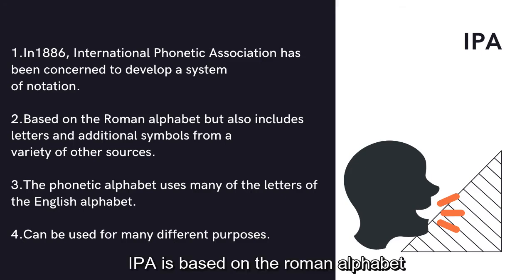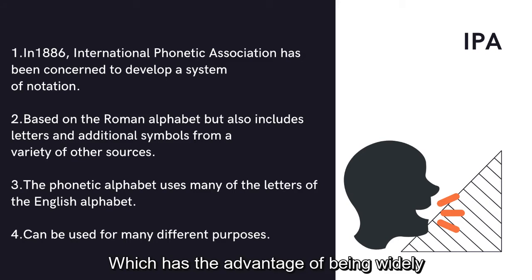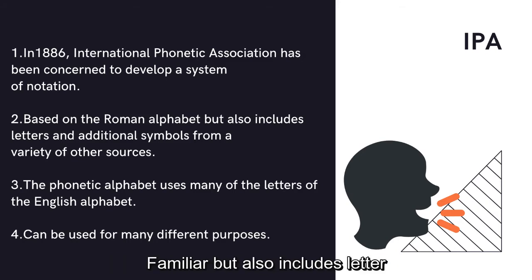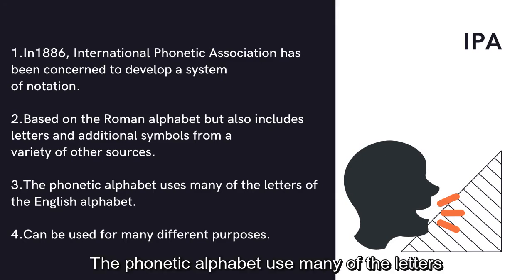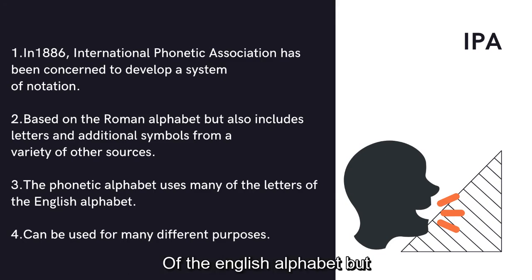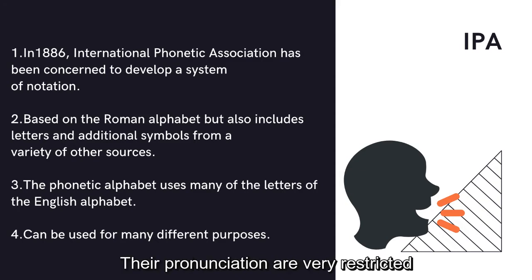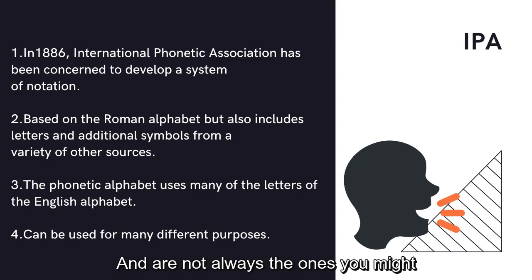IPA is based on the Roman alphabet, which has the advantage of being widely familiar, but also includes letters and additional symbols from a variety of other sources. The phonetic alphabet uses many of the letters of the English alphabet, but their pronunciations are very restricted and are not always the ones you might expect.